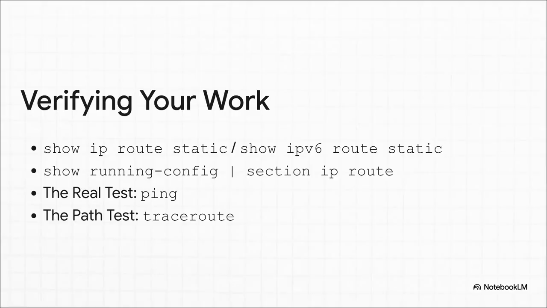Of course, no network change is complete until you prove it works. You can't just type the command and walk away. You'll want to use commands like show ip route static to make sure your route actually made it into the routing table, and maybe check your running config to make sure you didn't have a typo. But the real proof is in the pudding, right? You've got to ping to make sure you can actually reach the destination, and then use traceroute to prove that your traffic is taking the exact path you wanted it to take.